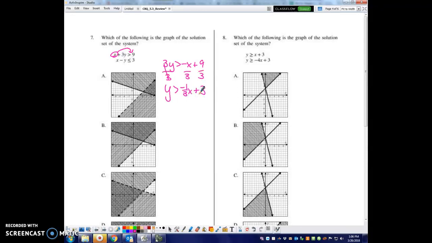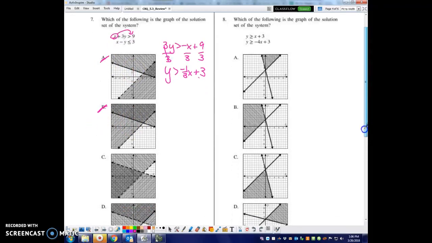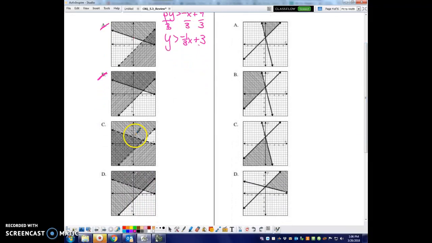Okay? So we need to make sure they all go through 3. They do. But let's look at this. The one that goes through 3 at the y-intercept needs to have a dotted line. That one's solid. That one's solid. That's dotted, so it's good. That's dotted, so it's good. But the second line's supposed to be solid, right? This second line is solid. This one's not, so C's out. So that one was easy.